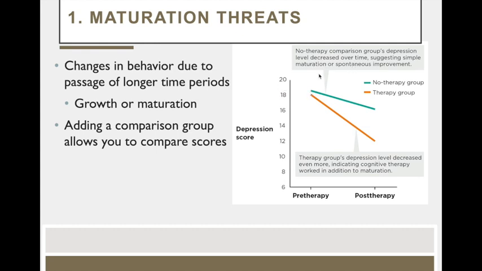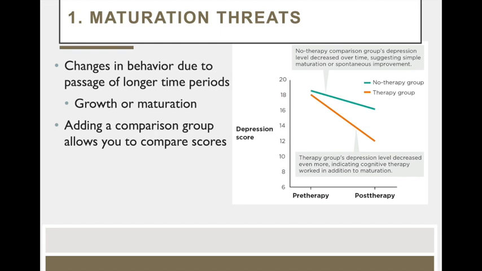The no therapy group in green here, you can see that their scores pre-therapy, post-therapy went down, but in fact the therapy group went down more significantly. And that may be because the cognitive therapy is working in addition to maturation, or people are sort of improving on their own because of already learned coping skills.